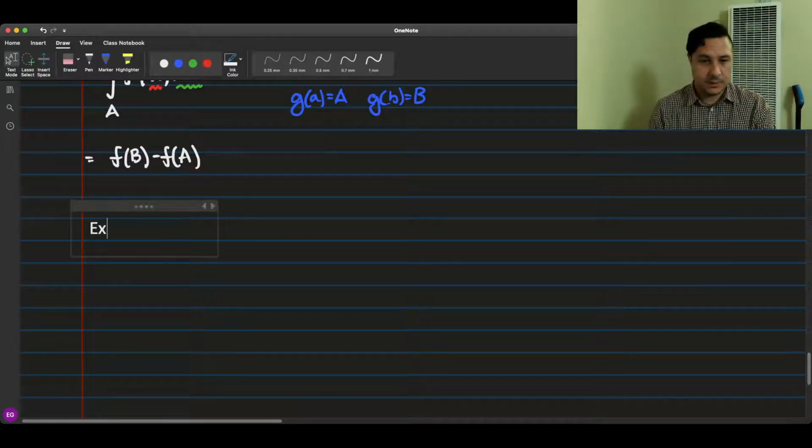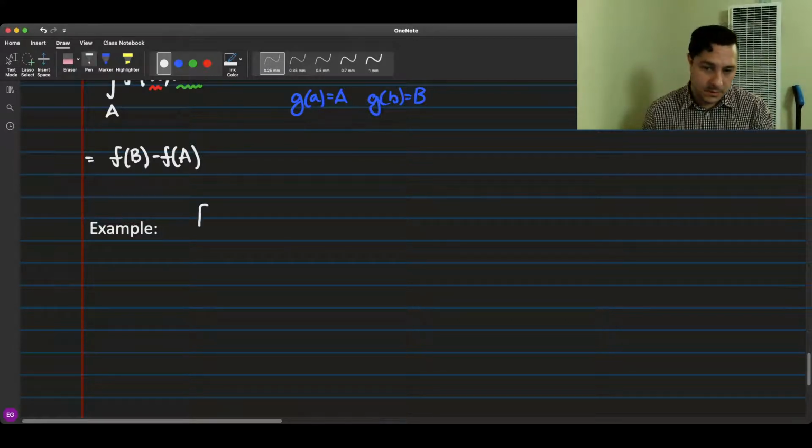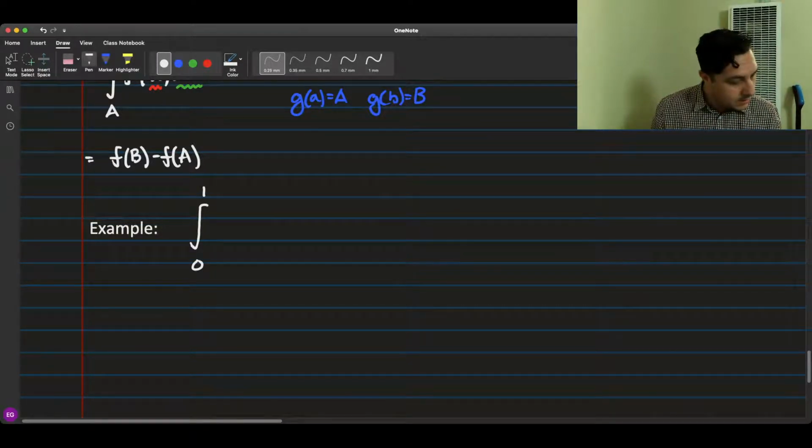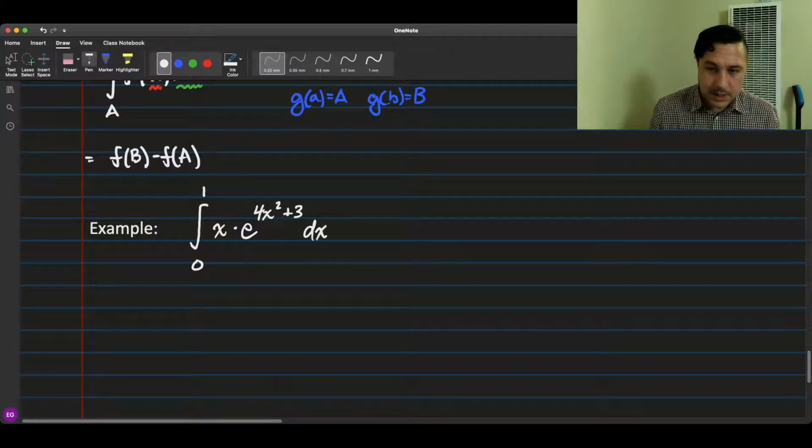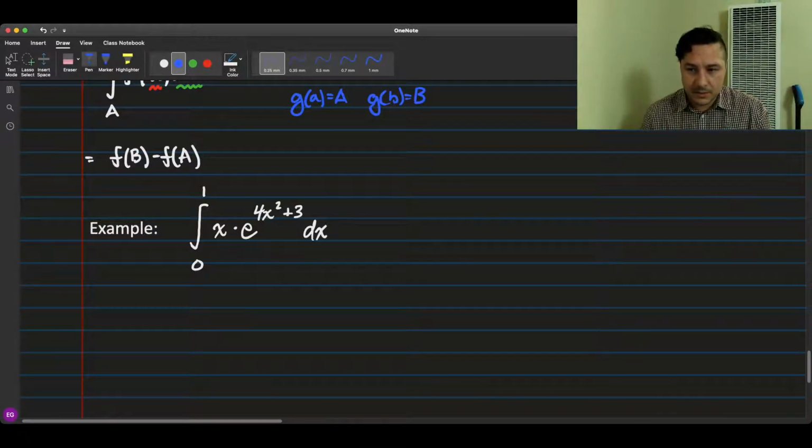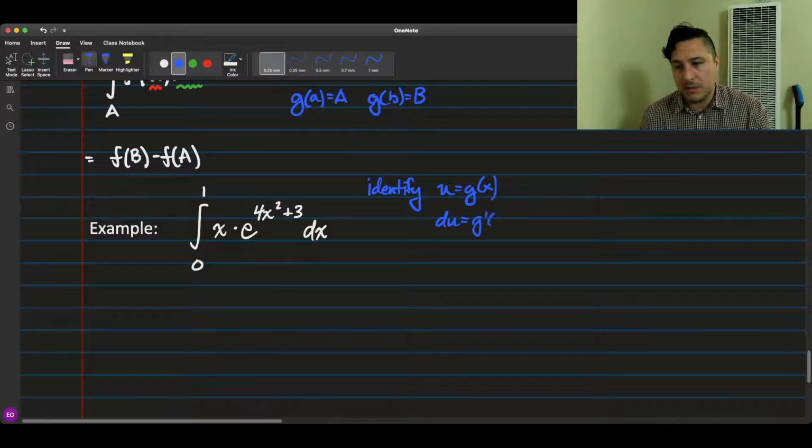Let's do our first example. So for this example, we're going to be integrating from 0 to 1 of x times e to the 4x squared plus 3 dx. So remember when we talked about this last time, usually you're going to try to identify your u, which is the g of x. And then you're going to have your du, which equals g prime of x dx.